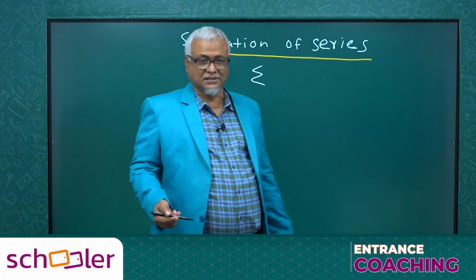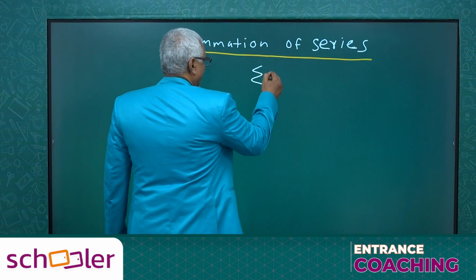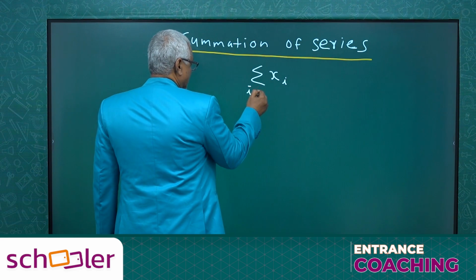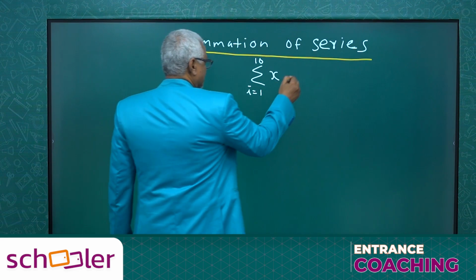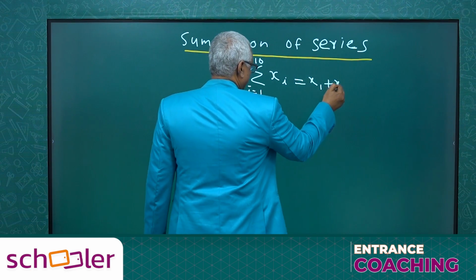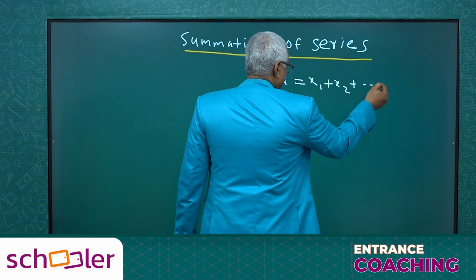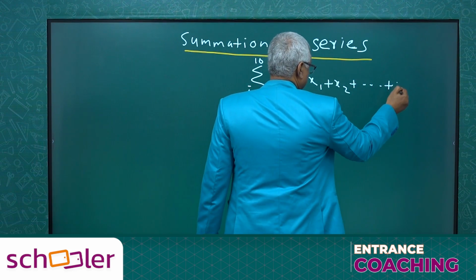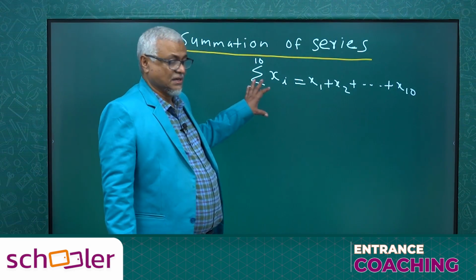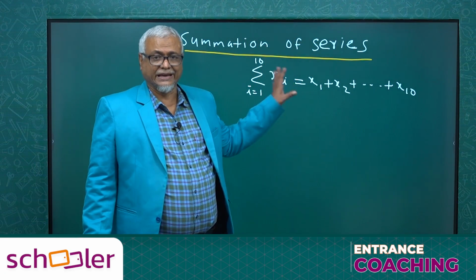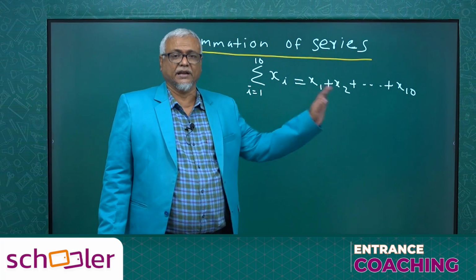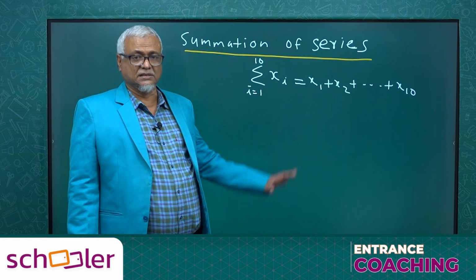All of you know this symbol. What is meant by sigma xi, i is equal to 1 to 10? This means actually when i is equal to 1 we get x1, when i is equal to 2 we get x2, plus etc., plus the last term x10. Of course you can write all the terms, okay. So this means the sum of all terms xi when i varies from 1 to 10, okay. That is what this series means.